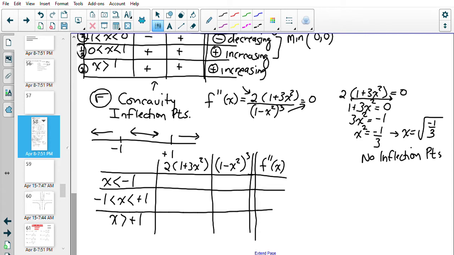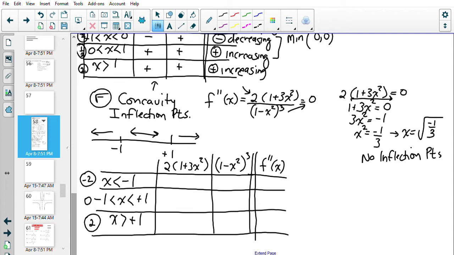Okay, so choosing some numbers here. A number less than negative 1, negative 2 is a great choice. A number in the range between negative 1 and 0, 0 is a great choice. And a number bigger than 1, might as well choose 2. Or pi, whatever you want to choose there.